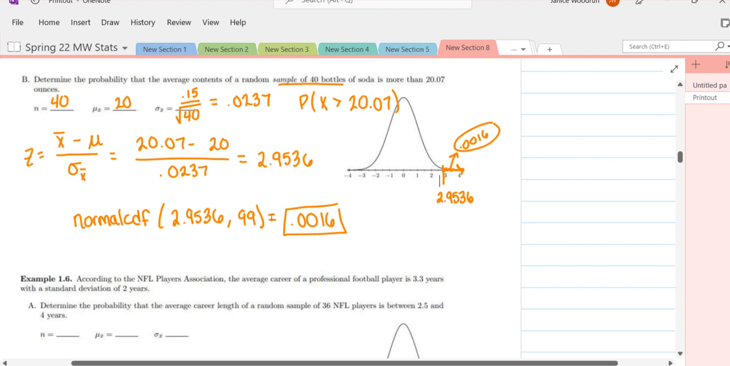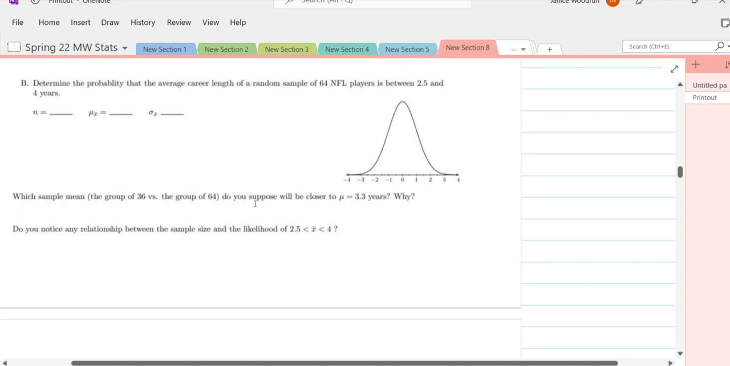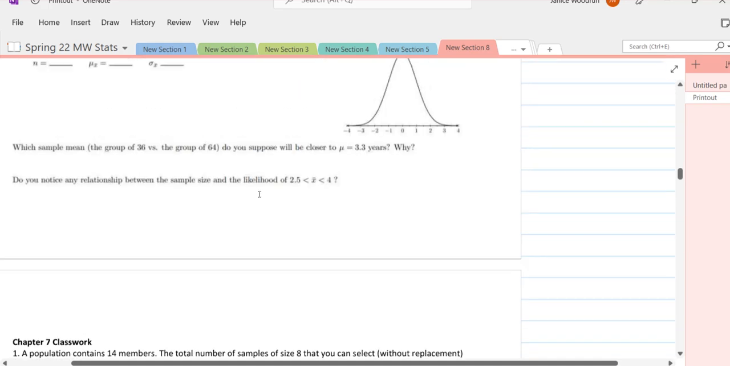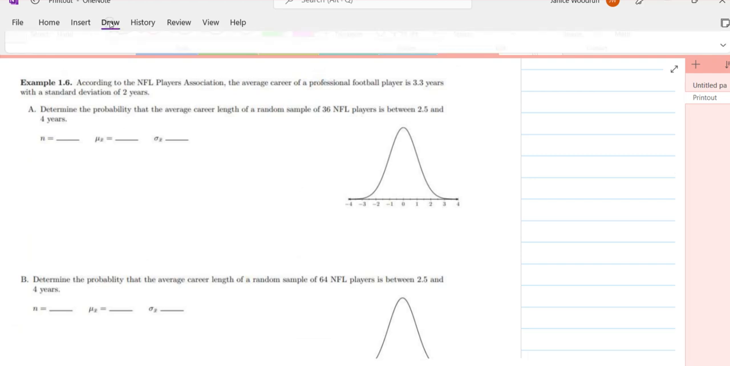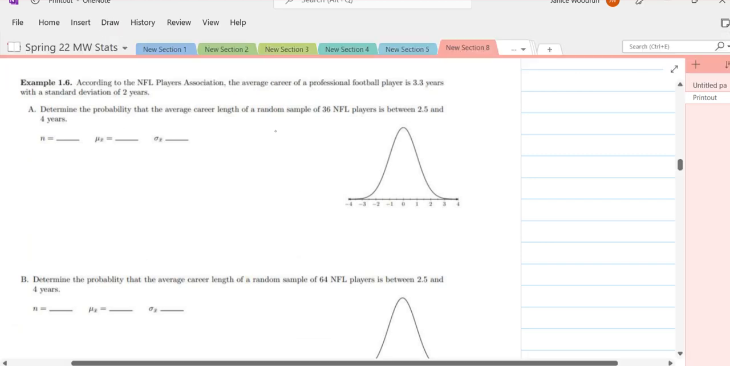Okay, let's do another example. We got a couple examples and some classwork. All right. According to the NFL Players Association, the average career of a professional football player is 3.3 years with a standard deviation of 2 years. Determine the probability that the average career length of a random sample of 36 NFL players is between 2.5 and 4 years. So this is chapter 7, because they're giving us 36 NFL players.